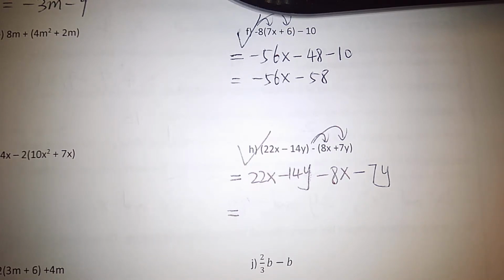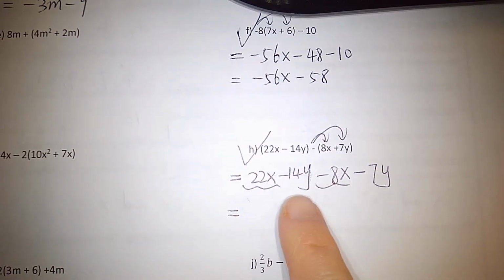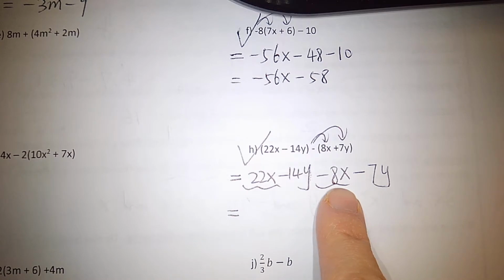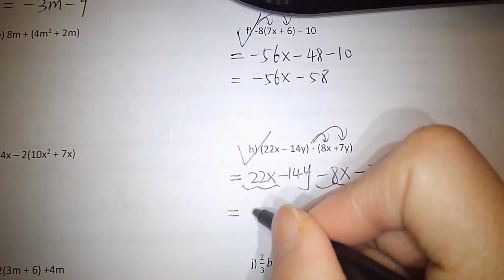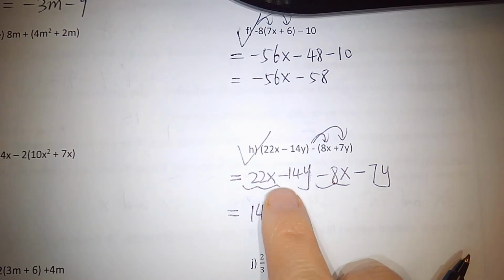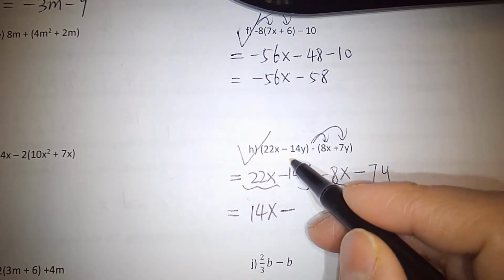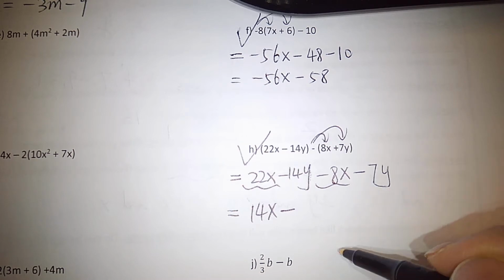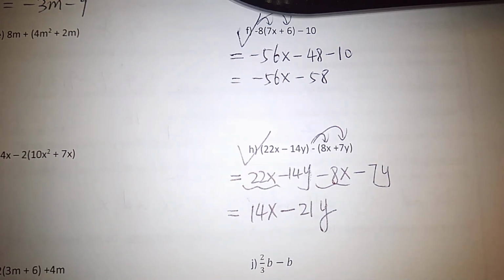Like terms. 22x, yeah, so how to combine these two? 22 minus 8, 14x. Negative 14y, negative 7y. Negative 14 plus negative 7 give us negative what? Negative 21y, right?